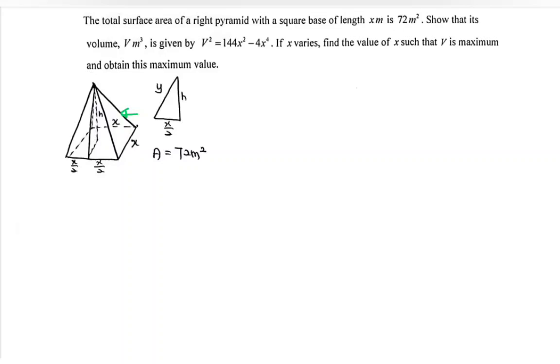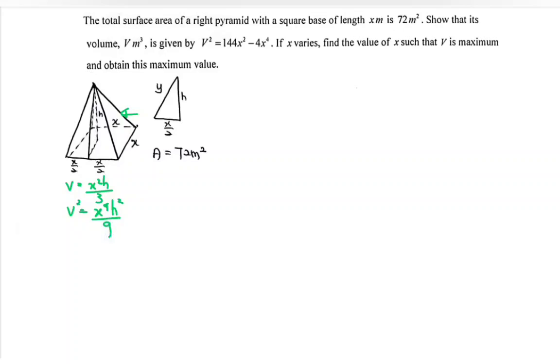We need to show that the volume, V meter cube, is given by V squared. Referring to the diagram, V equals x squared h over 3, which is the formula for the pyramid. Based on the question, we have V squared, so we square both sides. We will have x to the power 4, h to the power 2 over 9. That is the V squared.